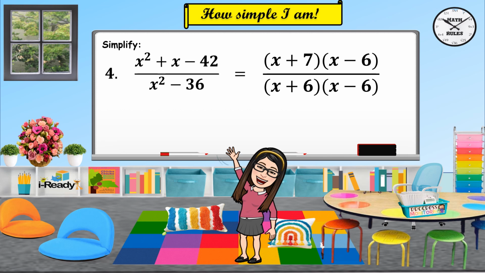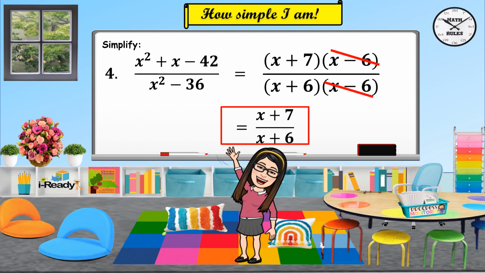Yung denominator natin ay difference of two squares. So, we have the factors quantity x plus 6 and quantity x minus 6. So, just cancel the common factors between numerator and denominator. So, cancel si x minus 6. Ang matitira sa kanila ay x plus 7 all over x plus 6.